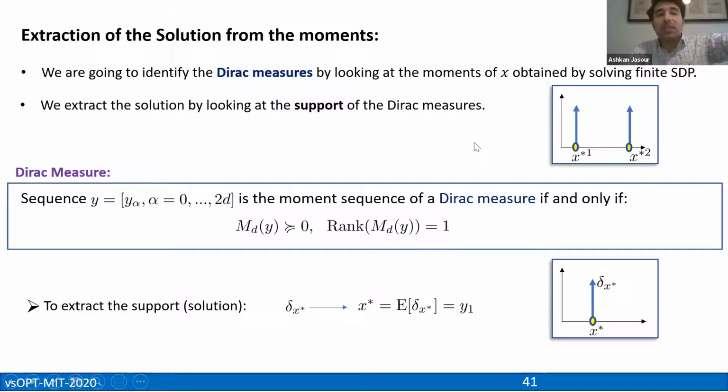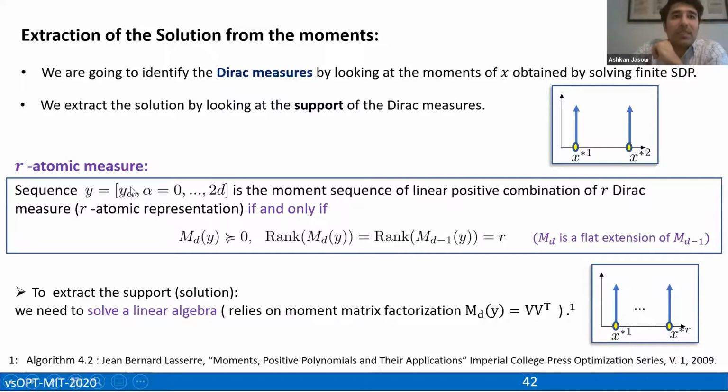So we obtain a moment sequence yx, then we check this rank condition. If this is satisfied, it means that the moment sequence represents a delta distribution, and then we can simply look at its expected value, or its first moment, to extract the support. The mean, or first order moment, of the delta distribution is nothing but its support, which in our case is the point that represents the solution of the original chance optimization. Similarly, if the moment sequence satisfies this rank condition, the rank of the moment matrix of order D equals the rank of the moment matrix of order D minus 1, equals R. If we satisfy this condition, it means that this sequence of moments represents R delta distributions in the moment space.